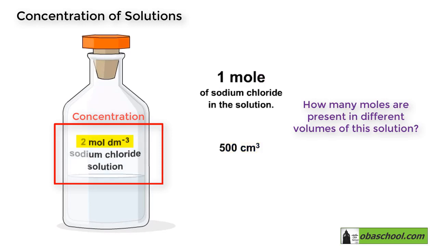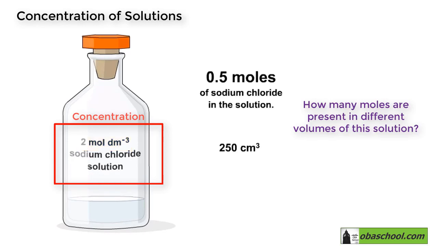If we scale it down to 500 centimeter cubed, we would have 1 mole of sodium chloride in the solution. The concentration is still 2 mole per decimeter cubed. However, in half a liter of this solution, there is only 1 mole, which is half of the quantity.